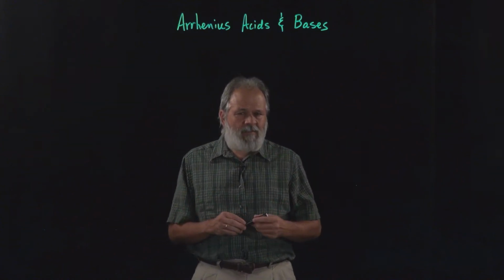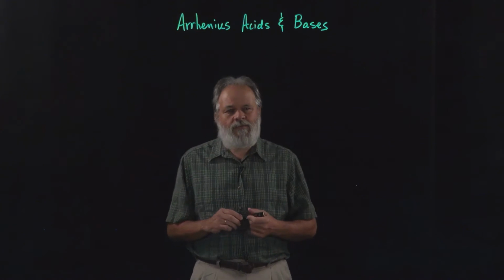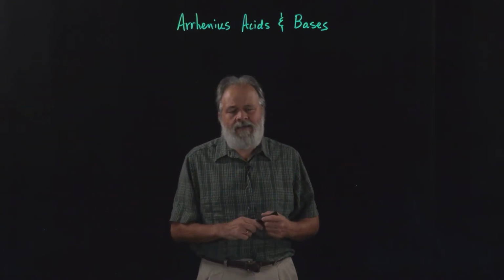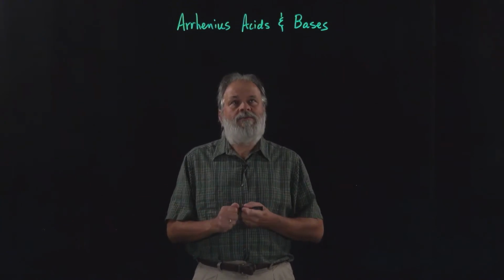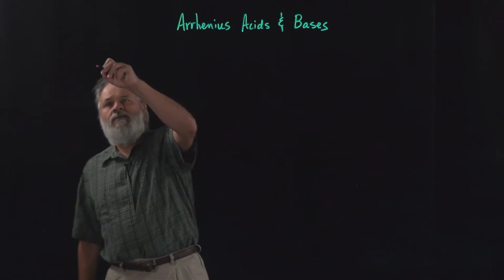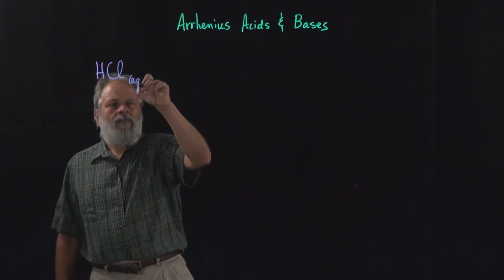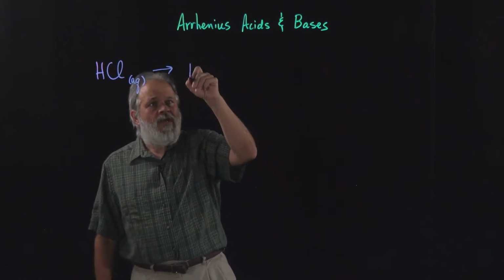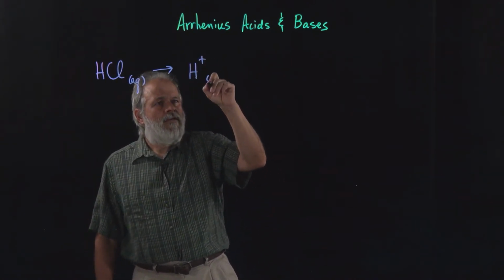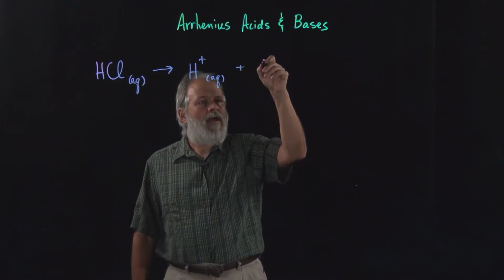In this video, I'm going to talk about Arrhenius acids and bases. Arrhenius is the person who came up with the concept of what is an acid in terms of what it produces in a solution. So for example, Arrhenius would say, hey, if you have hydrochloric acid, it turns out that it's a one-way reaction to form aqueous ions, H+ (aq) and chloride.